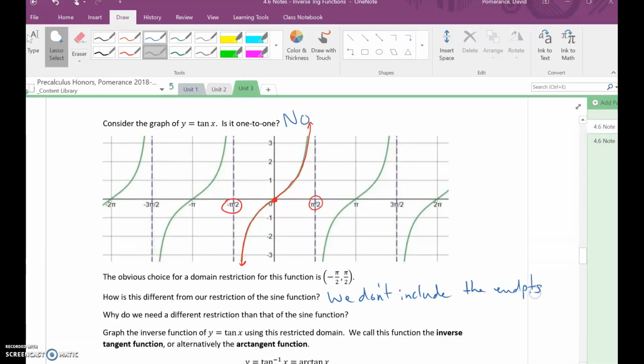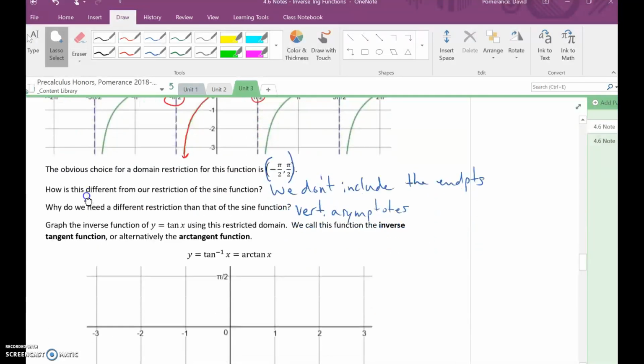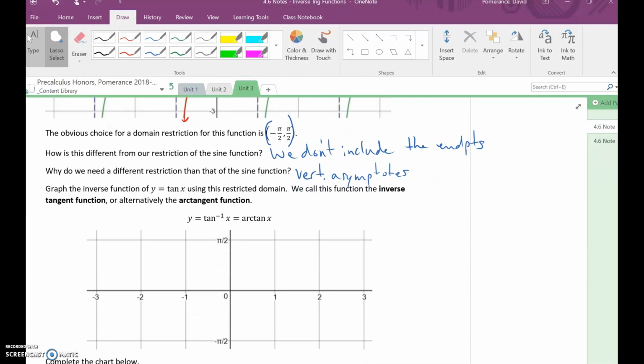By endpoints, I'm talking about these endpoints, the negative pi over 2 and the positive pi over 2. Those aren't part of the domain. Why? Because of the vertical asymptotes. The function is not defined there, so it wouldn't make sense to include that as part of our domain restrictions. And of course, our domain restrictions become the range of our inverse function. Once again, the inverse tangent function or the arctangent function, they are interchangeable.